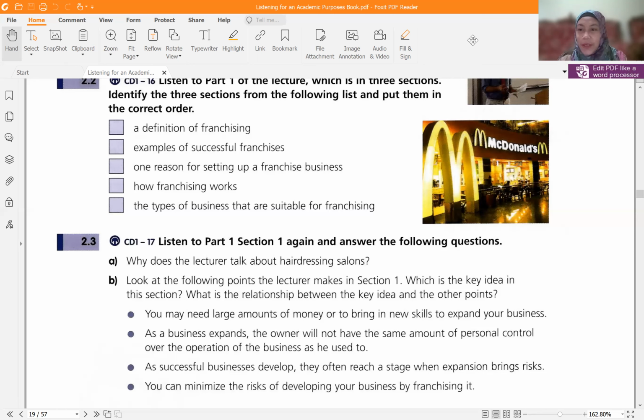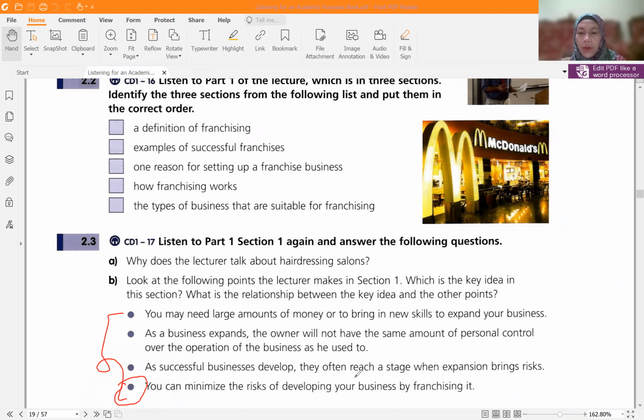Okay, so here he actually talked about how franchising works, how franchising develops, and what are some aspects that need to be considered before we run a business for franchising. So if we look at this, there are some key points in section B here. If you look at the answer here, we can directly understand that the key point of this section is the last one. He wants to say you can minimize the risks of developing your business by franchising it.